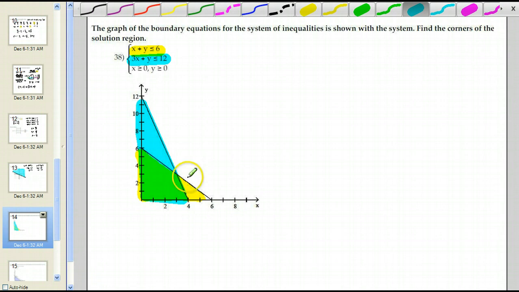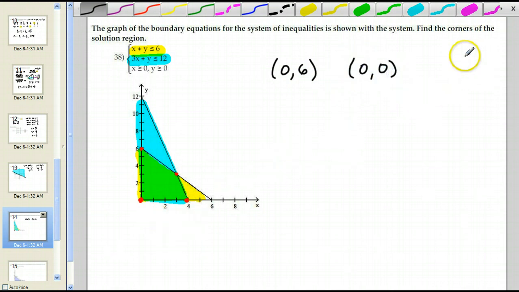Alright, now, what am I looking for? The green region, what's shaded in both of them. And then x greater than 0, y greater than 0, that's the first quadrant. So that means the points that we're looking for, our solution, are the boundary points, all those points on the corners of the green region. So those corners are 0, 6 right there, 0, 0 the origin, 4, 0.